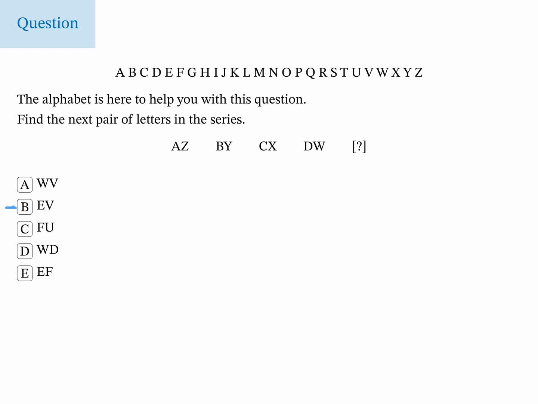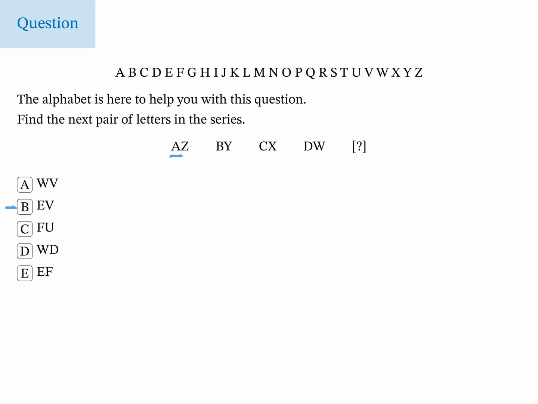Okay, so let's have a look at how we would go about solving this. What we want to look at is how the first letter in each pair is related. Once we've figured that out, we can then determine what the first letter in the next pair is. We can then do the same with the second letter of each pair and work out what the second letter in the series will be.